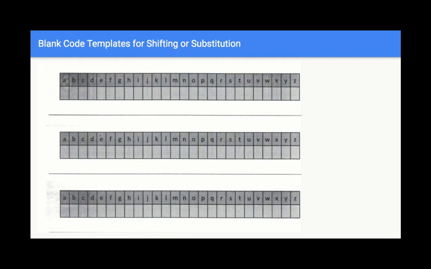And this is also another tool that you can use for shifting or substitutions. They're just blank alphabets with whatever you want to write underneath them. If you want to write the new shift, or symbols or numbers underneath, it's a way to set up your code so that you know how to decode something should you need it.